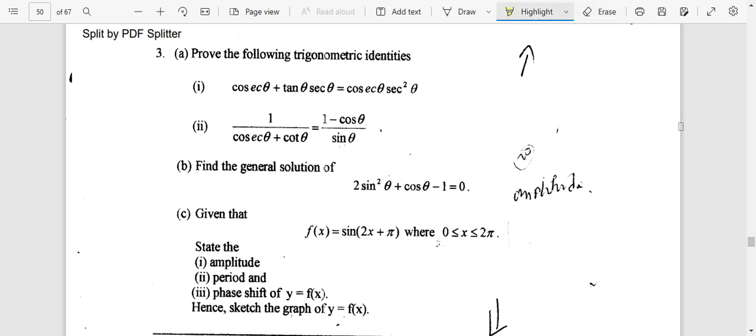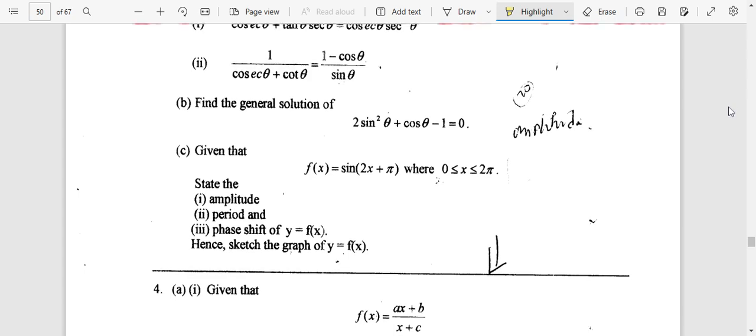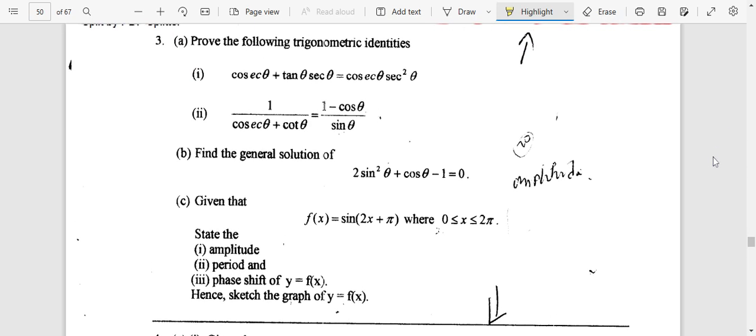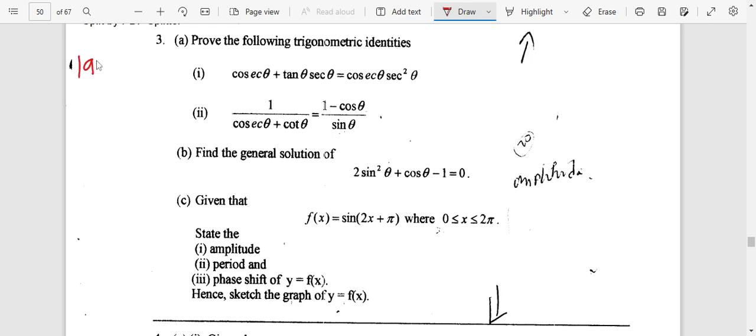All right. So we have got another question here. Given that f of x is equal to sine of 2x plus pi, where 0 is less than or equal to x, which is less than or equal to 2 pi. State the amplitude. Now the question is state, so there's nothing to solve here really. So the amplitude is given by the absolute value of the number in front of the sine.